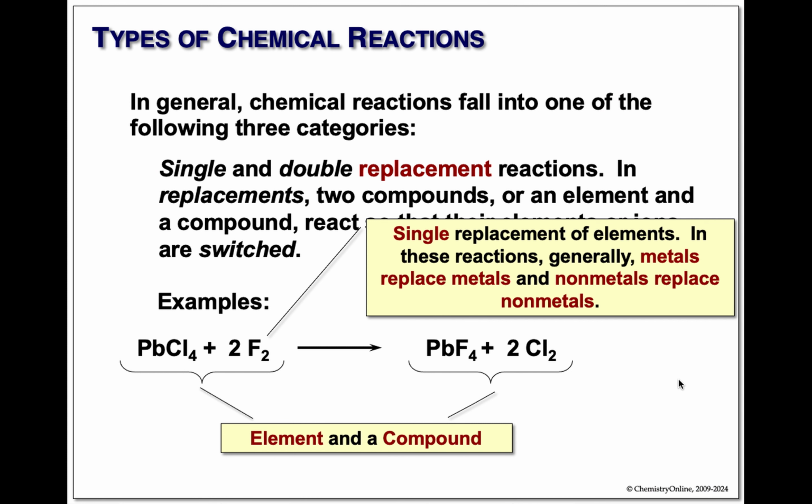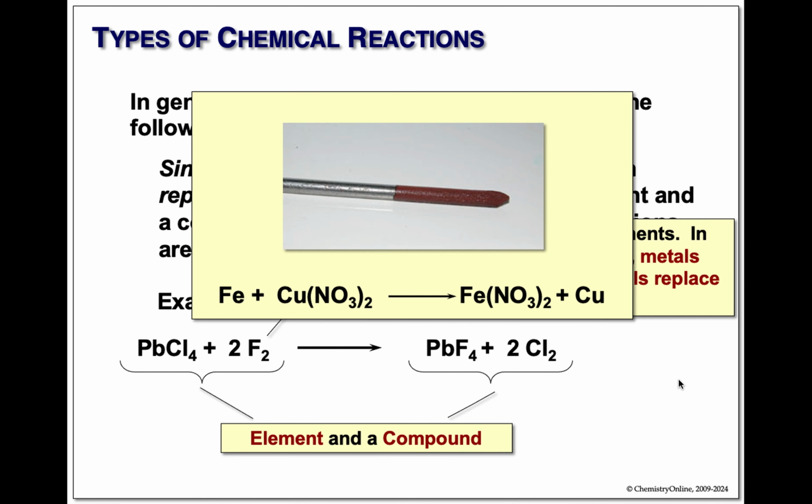Oh, we did this, that's right. We did this in lab, didn't we? We took our nail, stuck it in copper nitrate solution. What happened was we had copper form on the surface of the nail. And at the same time, we made iron nitrate. Element and a compound, element and a compound.